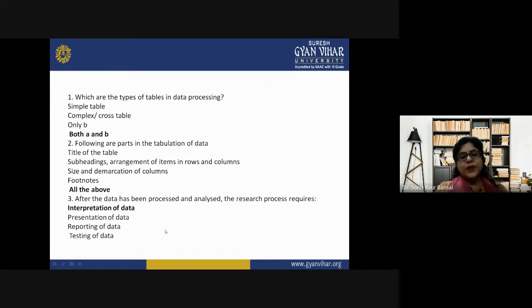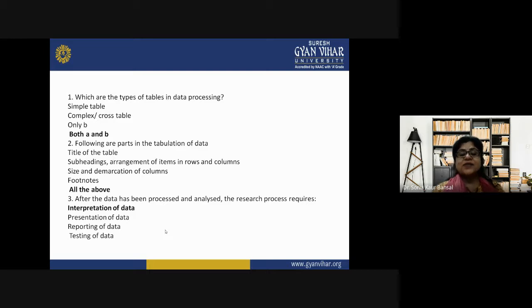Now the third question is: after the data has been processed and analyzed, the research process requires. Yes, we have discussed it very well. Interpretation of data, presentation of data, reporting of data, and testing of data. So I again repeat, students, that testing, reporting, and presentation are done beforehand, before processing and analyzing of data.